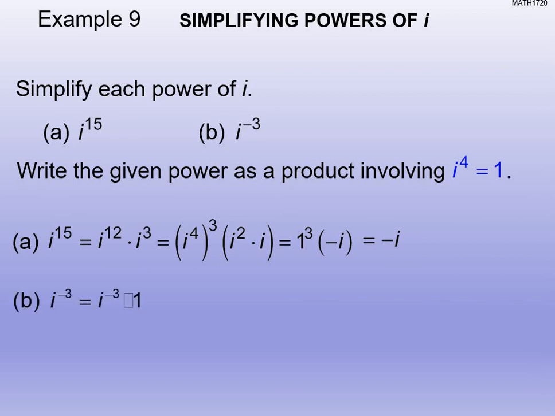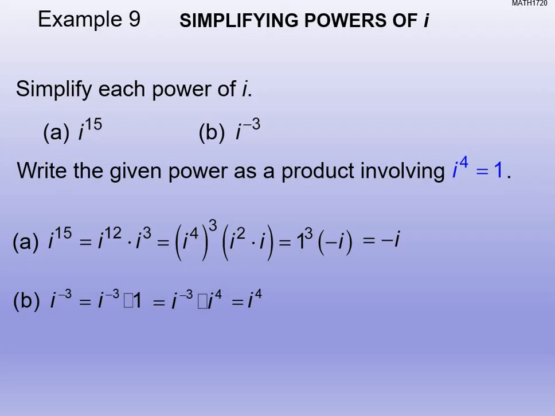But let's look at b. We have i to the negative 3. That's really i to the negative 3 times 1 when we rewrite that out. So that ends up giving i to the negative 3 times i to the 4th. When we write that out, we end up getting i to the 4th there. Because why? What is i to the negative 3? Look at the problem above. We just did i to the 3.